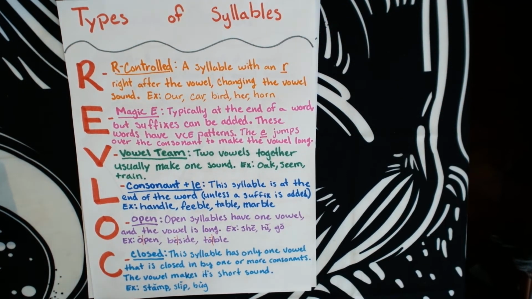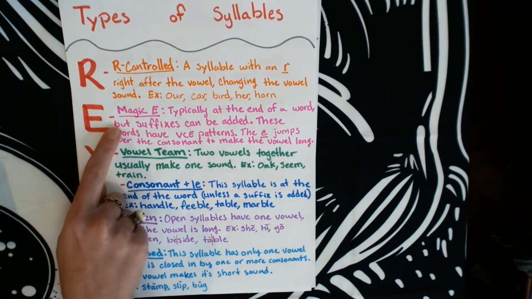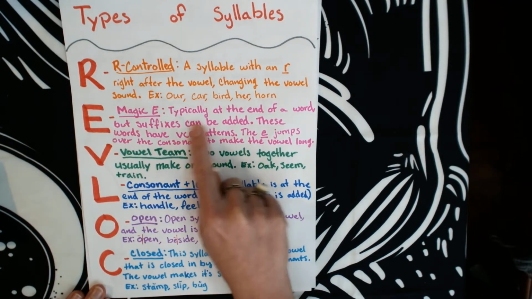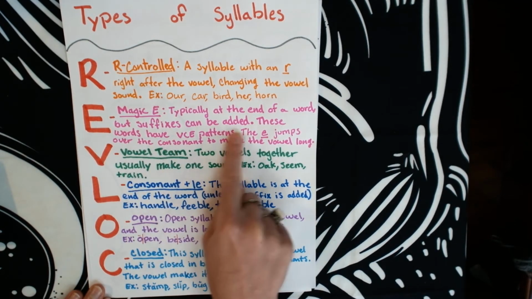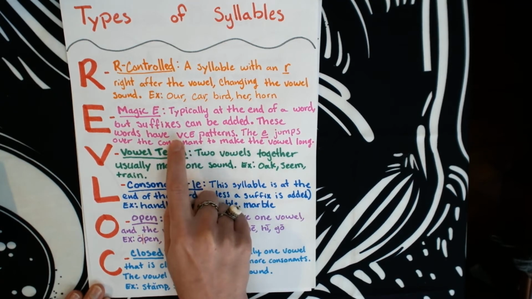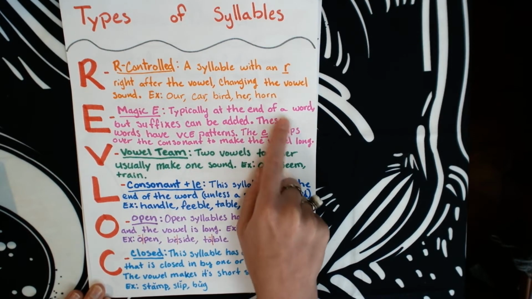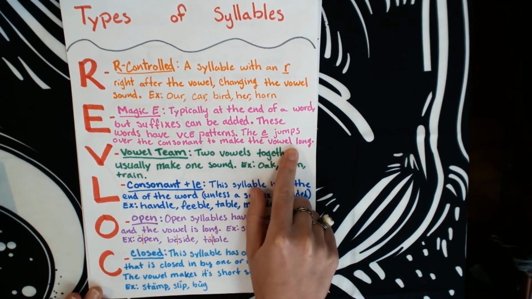Now let's go ahead and look at the next syllable type we have in reading and writing. The next one is our magic E syllables. This is typically at the end of a word, but suffixes can be added. These words have VCE, vowel consonant E patterns. The E at the end jumps over the last consonant to make the vowel long.